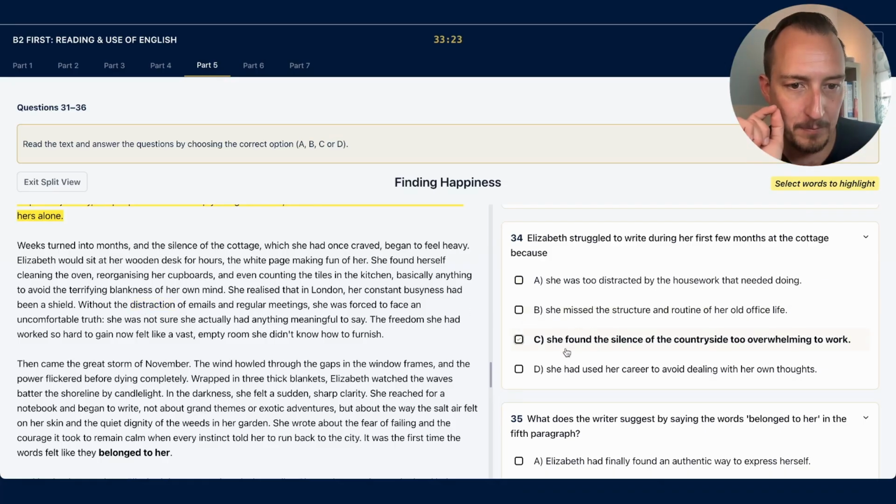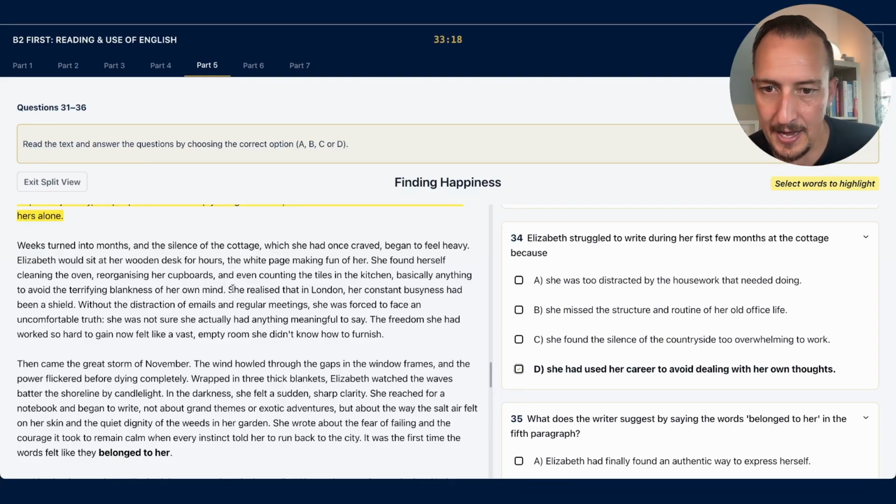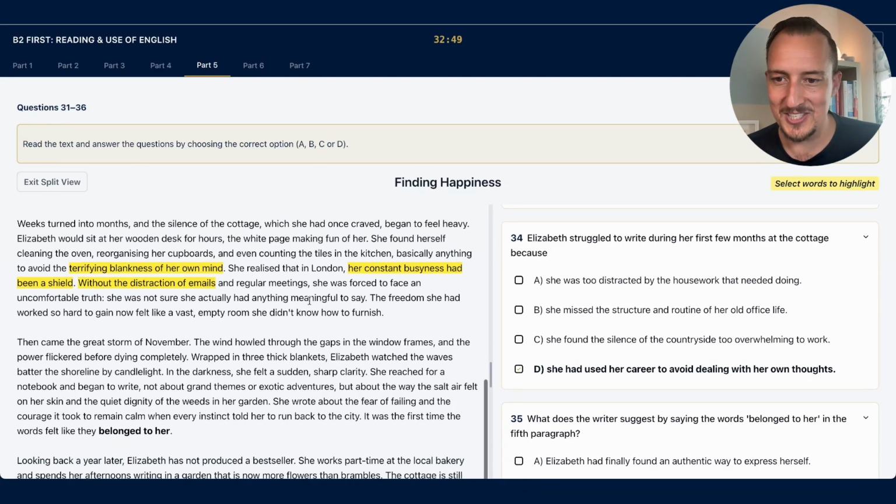Okay, so that leaves us with D, which I think is the correct answer, because she says here, her constant busyness was a shield, which means she sort of used her career for something, but dealing with her own thoughts, there it is, the terrifying blankness of my own mind. And then the rest of this confirms it. So without the distraction of emails, without the career and the work that she was doing, she doesn't have anything meaningful to say, and that sort of blankness in her mind. So D is the correct answer.